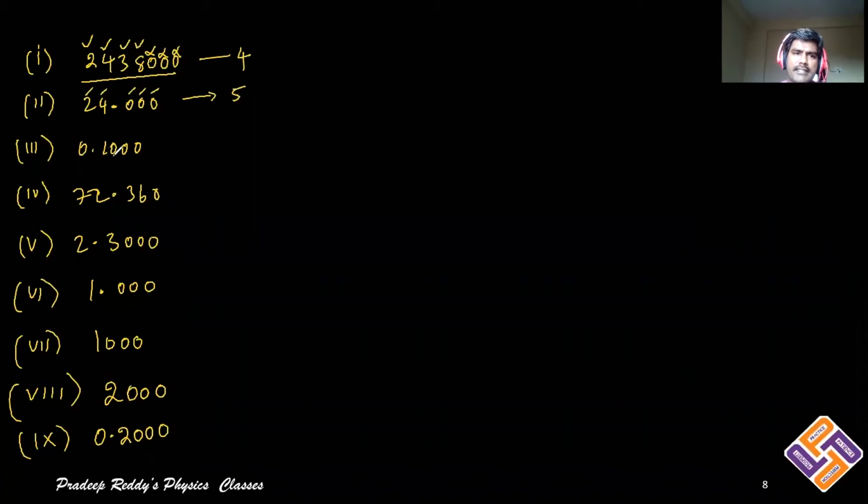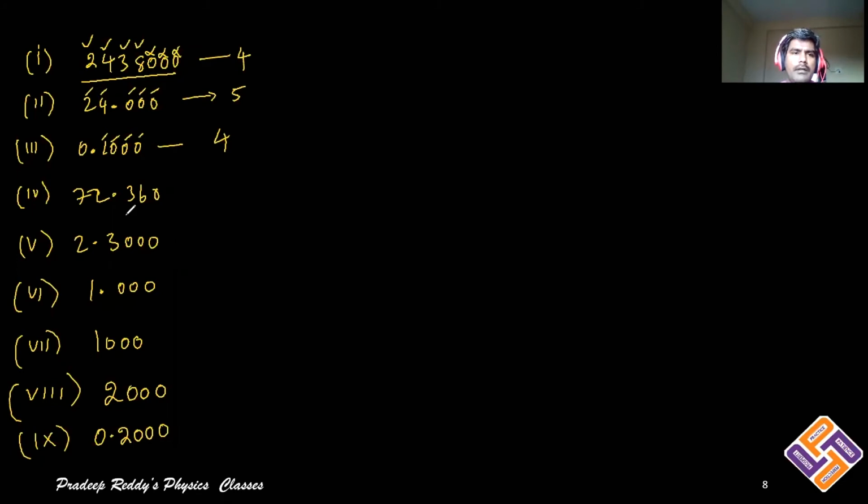Next, coming to this example, 0.1000. This is less than 1. For numbers less than 1, we have a rule that after a non-zero digit, if there are any zeros, they are significant. Therefore, 1, 2, 3, 4. 4 significant figures are present.